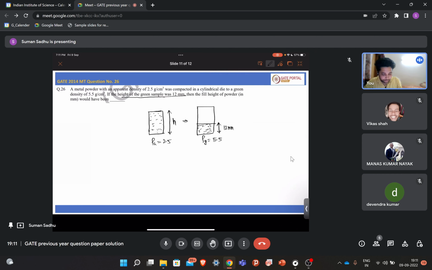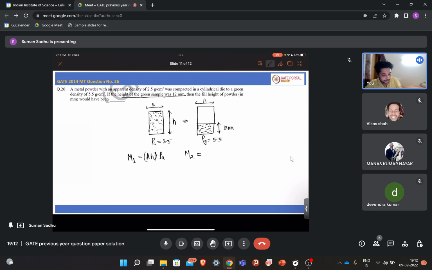Now the area of this cylinder is A. So then what will be the volume of this powder sample? Volume will be A into h, area into h. And what will be the mass? Volume into rho, right? Into rho A. So this will be the mass, M1, let's say. In this case, what will be the mass? Let's say M2.